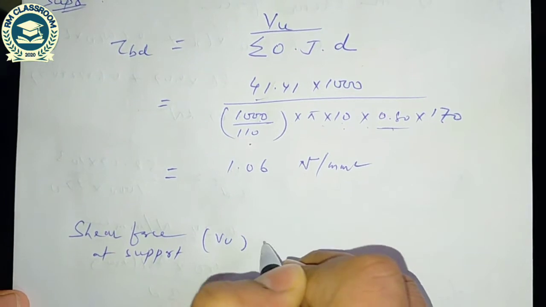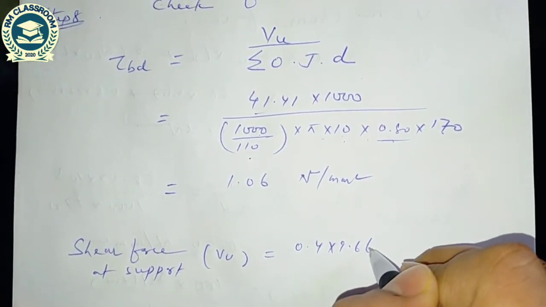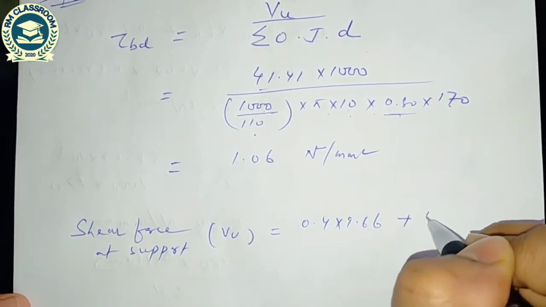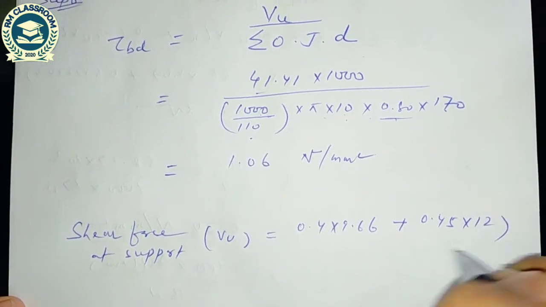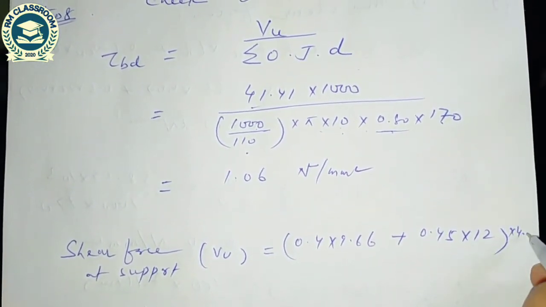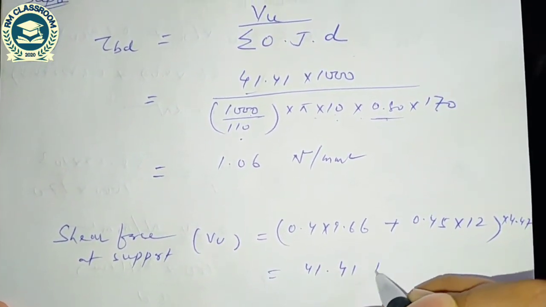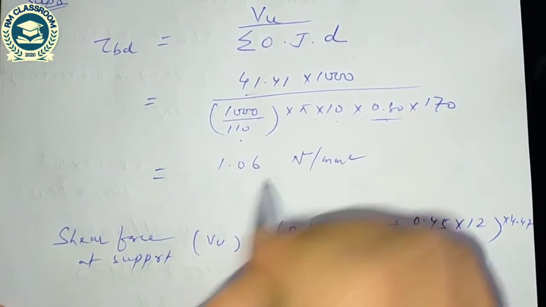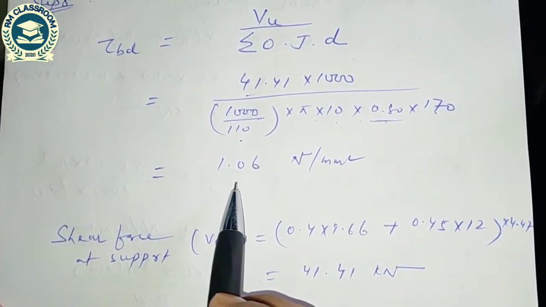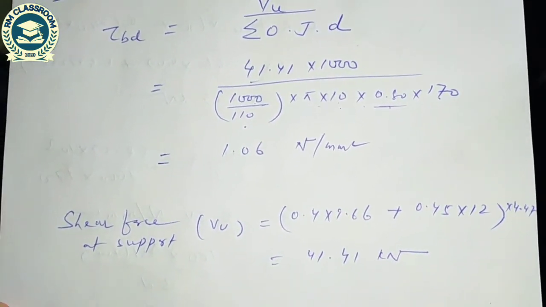This Vu at support is 0.4 into 9.66 plus 0.45 into 12, and length Lx is 4.47. So it is coming 41.41 kilonewton. So with the help of this, we have computed tau bd, and this tau bd should be less than the permissible bond shear stress. So tau bd permissible.